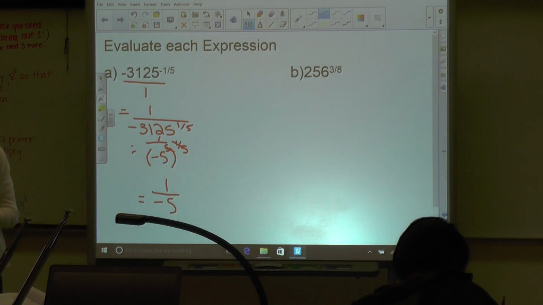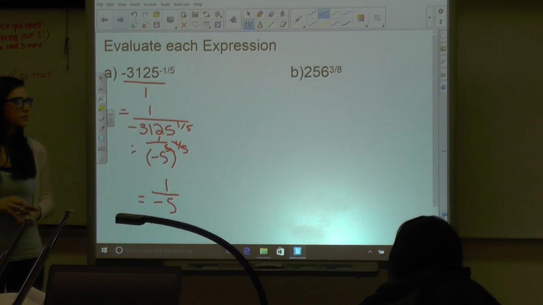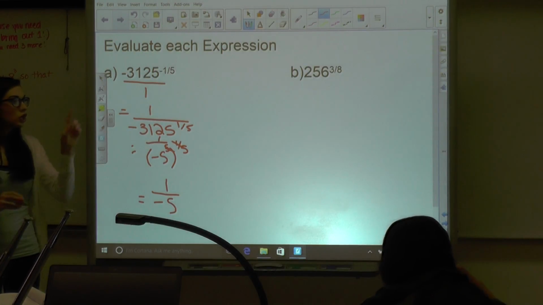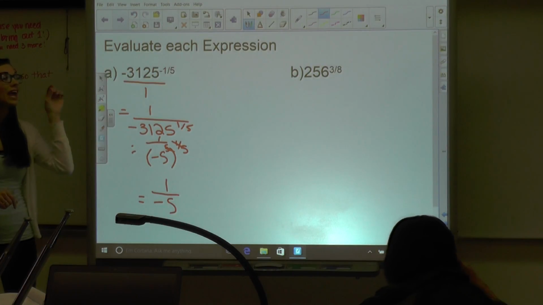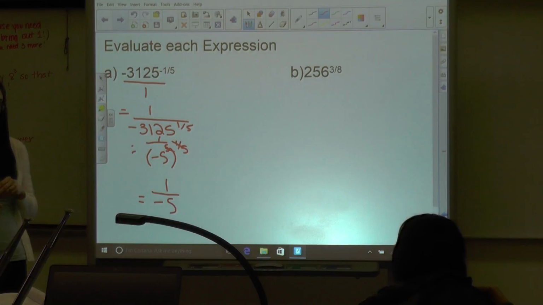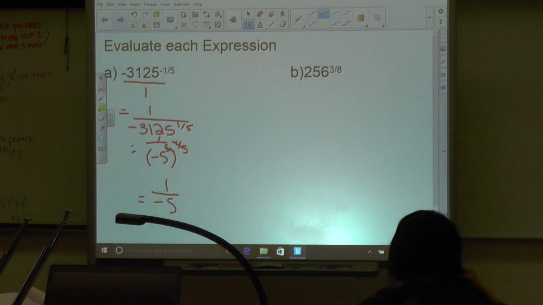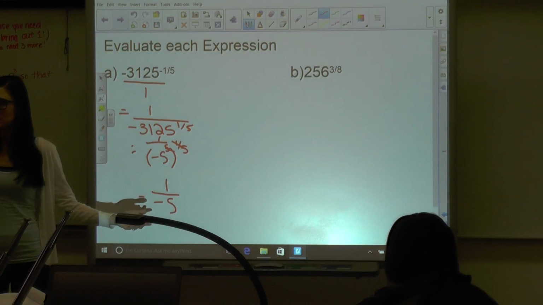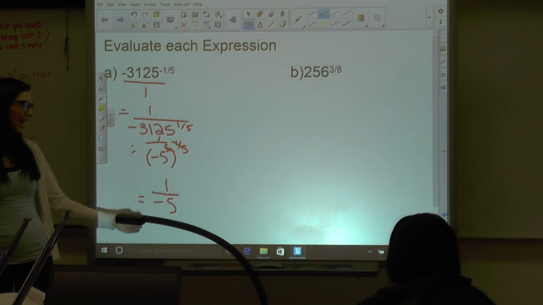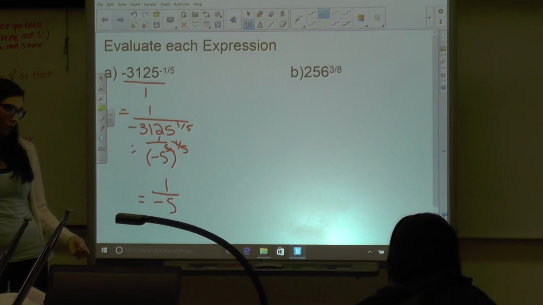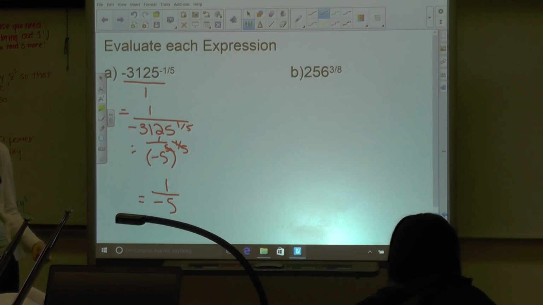Okay. Are we good? No. Where did we get lost? We can't have a negative denominator. You can have a negative in the denominator, but you can't have a negative for an exponent. So just make sure that we remember that rule. It's fine to have a negative. Can you have negative 1/5? Yeah, that's possible all day, every day. But you cannot have a negative exponent. Got it? Okay. All right.